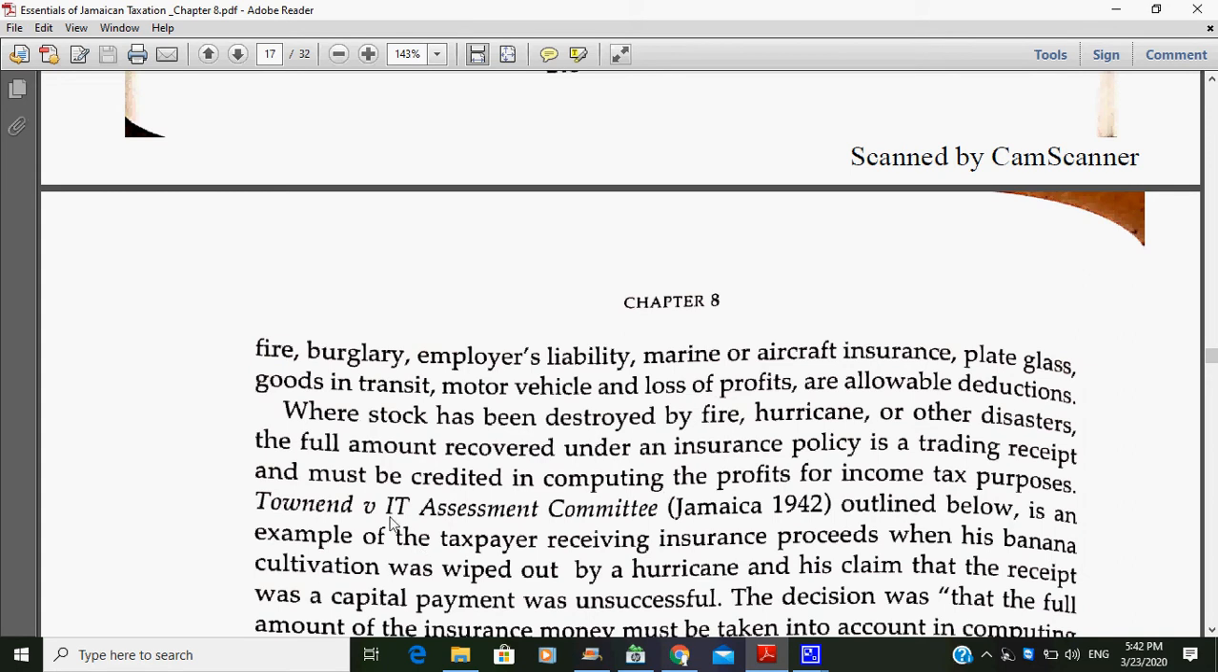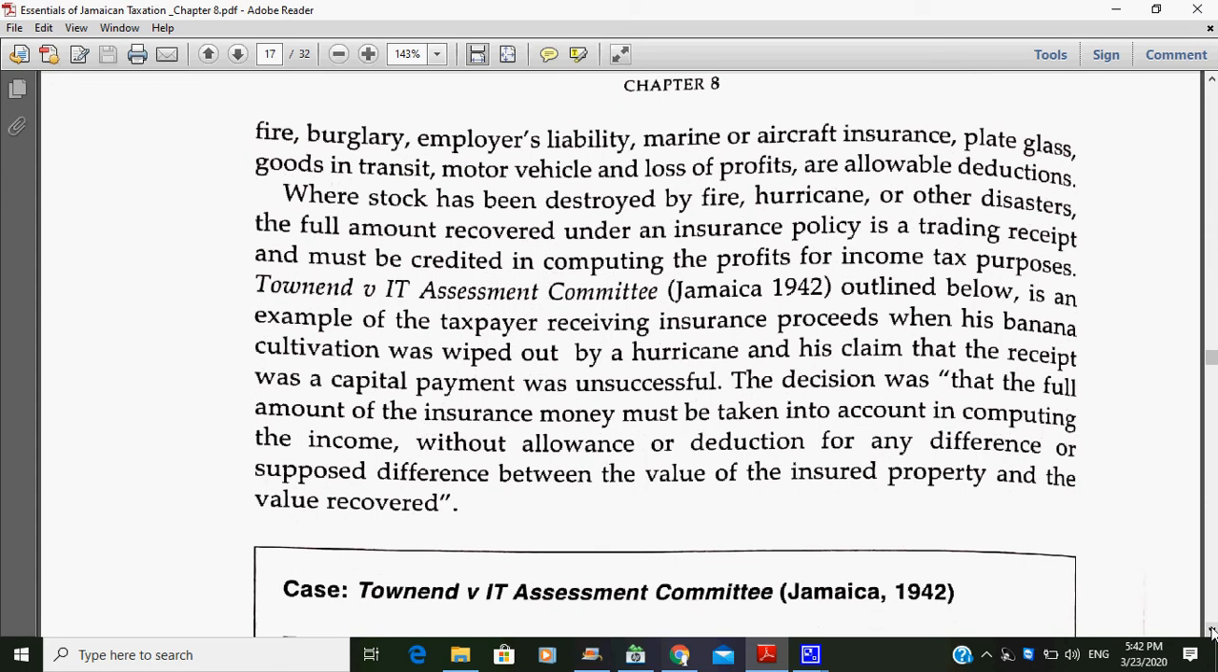Versus IT Assessment Committee, outlined below, is an example of a taxpayer receiving insurance proceeds when his banana cultivation was wiped out by a hurricane, and his claim that the receipt was a capital payment was unsuccessful. The decision was that the full amount of the insurance money must be taken into account in computing the income, without allowance or deduction for any difference or supposed difference between the value of the insured property and the value recovered. That means that the money gotten from the insurance company should be added back to net profit to adjust the net profit.